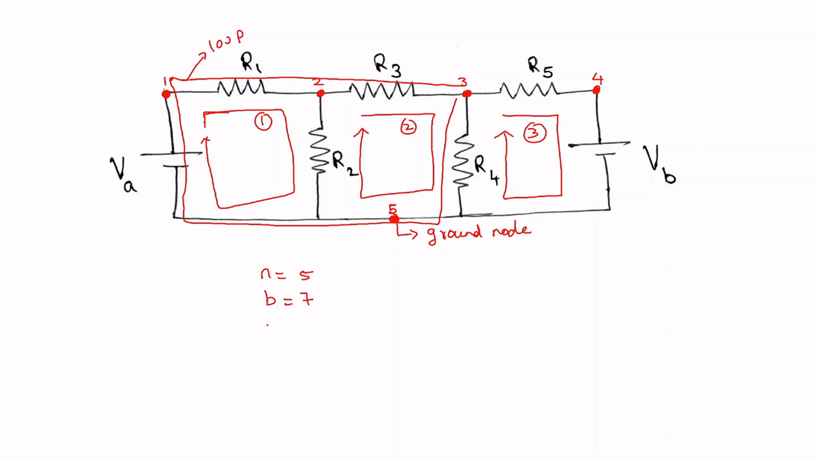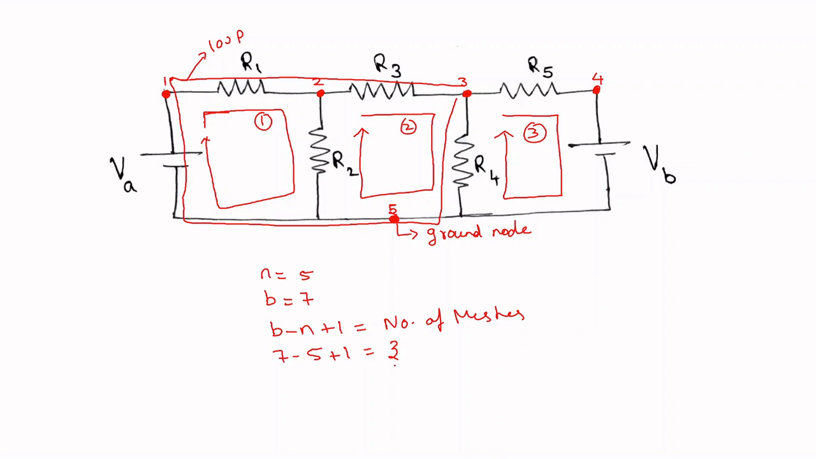There is an expression to find out how many meshes there are in a circuit, that is given by B minus N plus 1. So this formula gives how many meshes there are in a circuit. See here it is 7 minus 5 plus 1. So it is totally 3 meshes. So we have seen here totally 3 meshes.